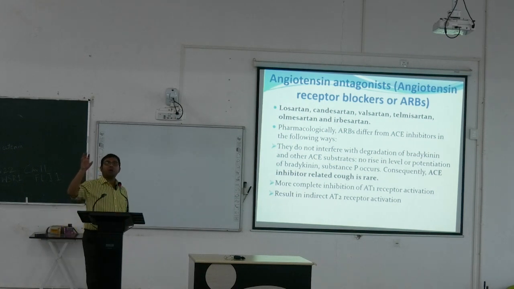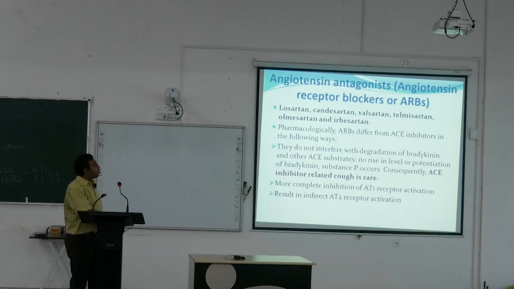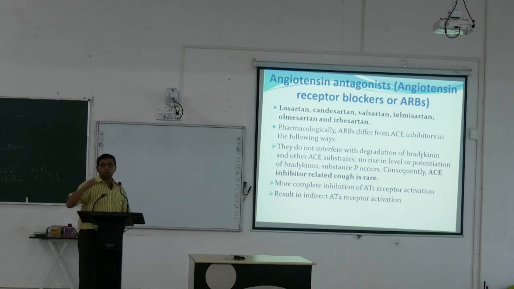So they are just blocking the angiotensin receptors directly. The examples are losartan, candesartan, valsartan, telmisartan, olmesartan and irbesartan. So most commonly losartan is used, telmisartan is used, olmesartan is used. These three are most commonly used in our country.